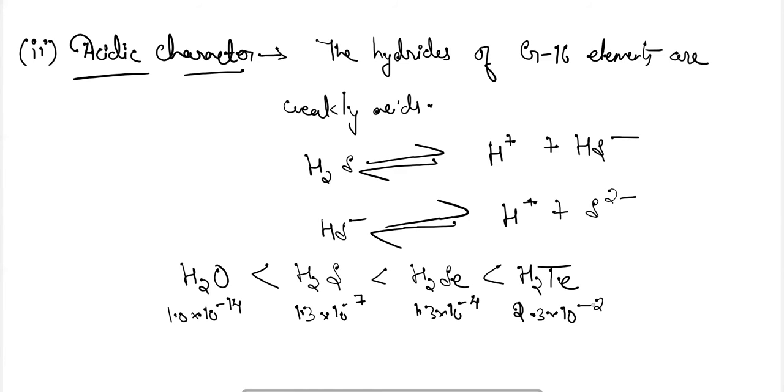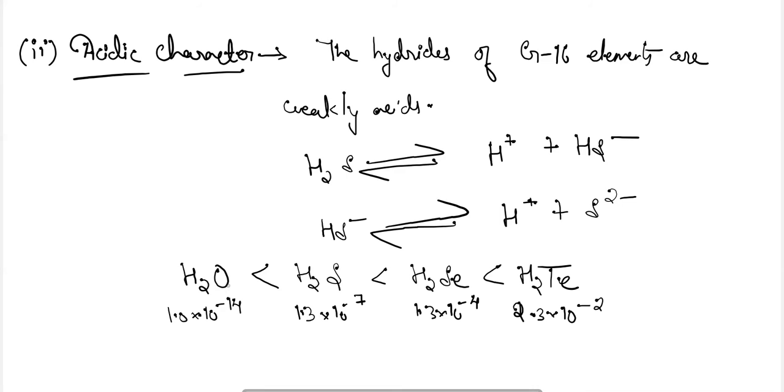The reason here is that on going down in the group the acidity is increasing. The reason is that the distance between the central and the hydrogen atom increases there. It will increase as we are going down in the group due to the increase in the size of the central atom, that is the tellurium, that is selenium, that is sulfur, that is oxygen.